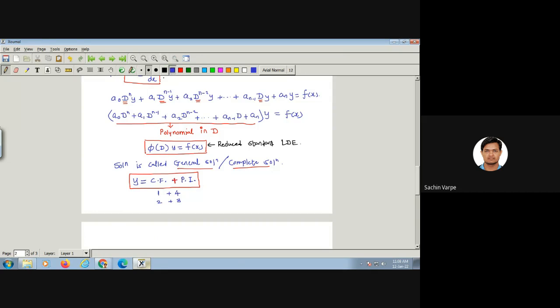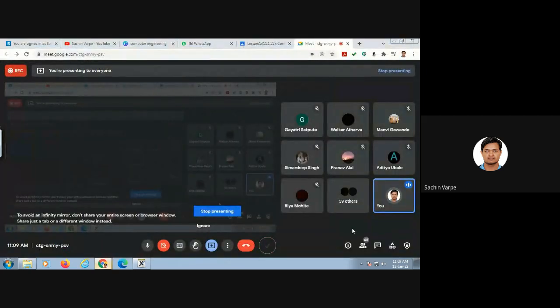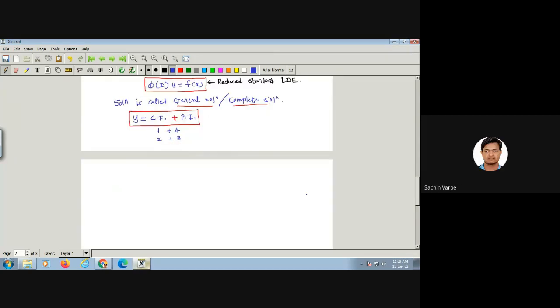So let us start with one by one. Let us discuss the complementary function and then the particular integral. But is it clear to everyone? Any doubt? Any question up to this? No, sir. Okay, so let's start with the complementary function.